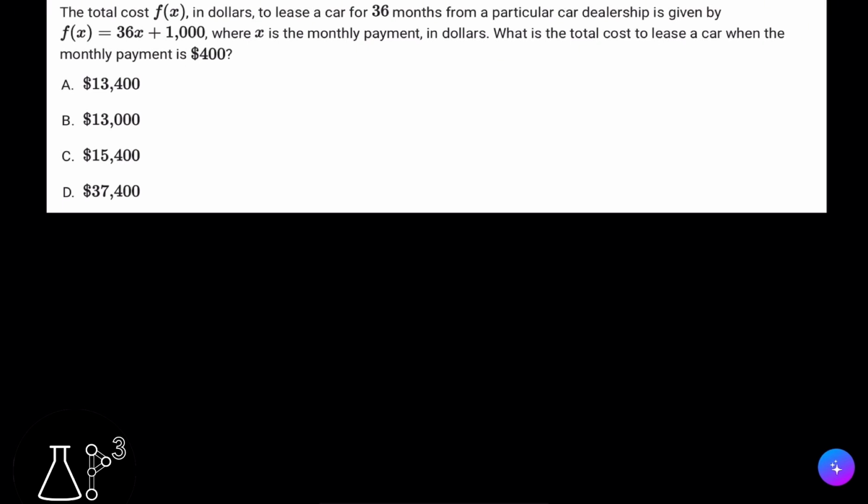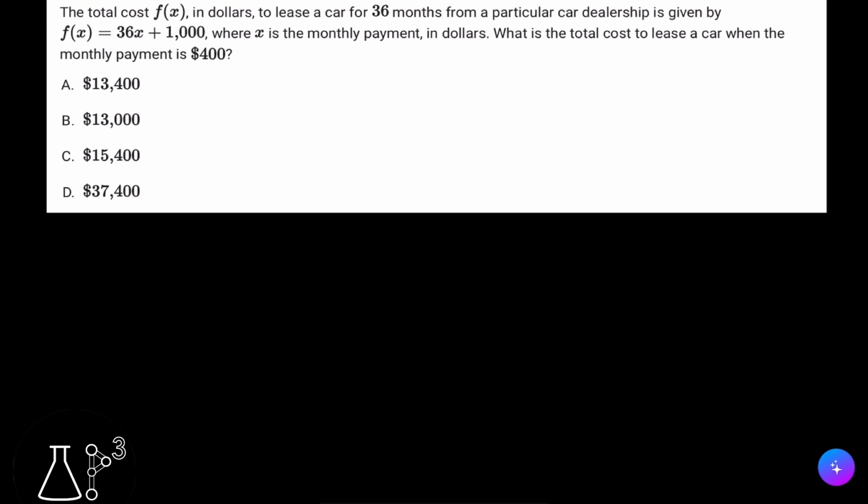We'll be doing easy, medium, and hard questions that pop up on the SAT math section. So let's start off. The total cost f of x in dollars to lease a car for 36 months from a particular car dealership is given by the function f of x equals 36x plus 1,000, where x is the monthly payment in dollars. What is the total cost to lease a car when the monthly payment is $400?